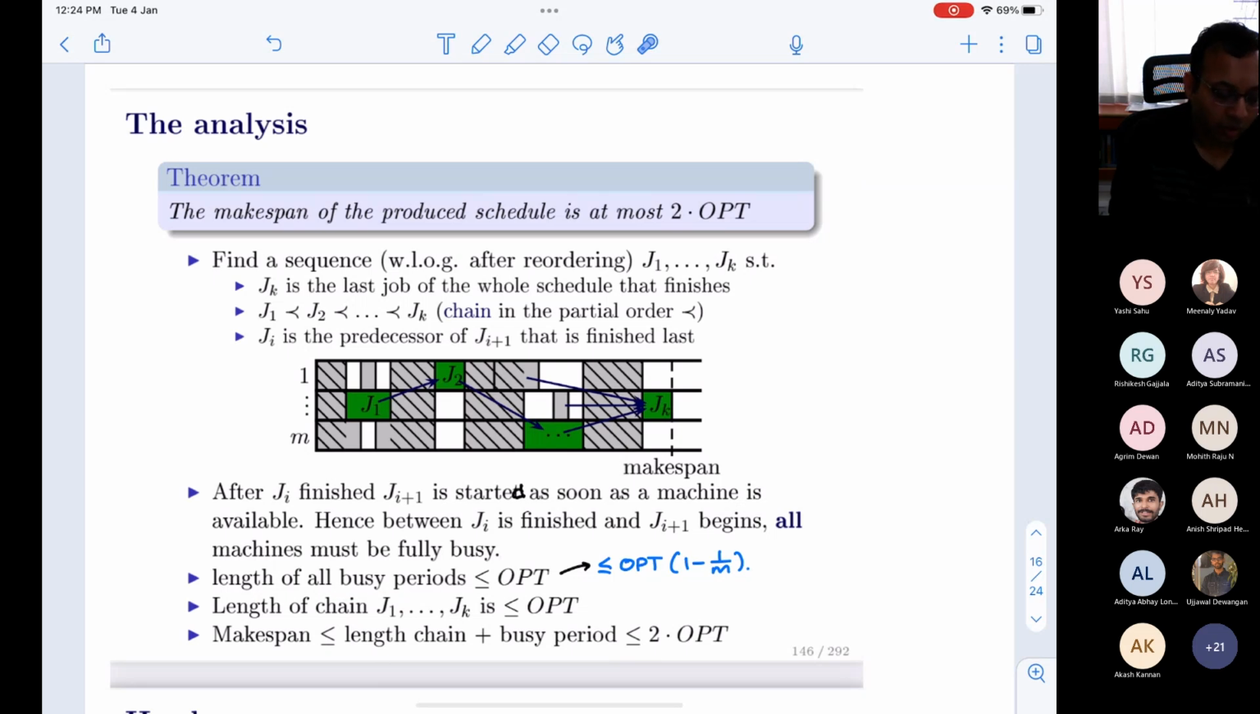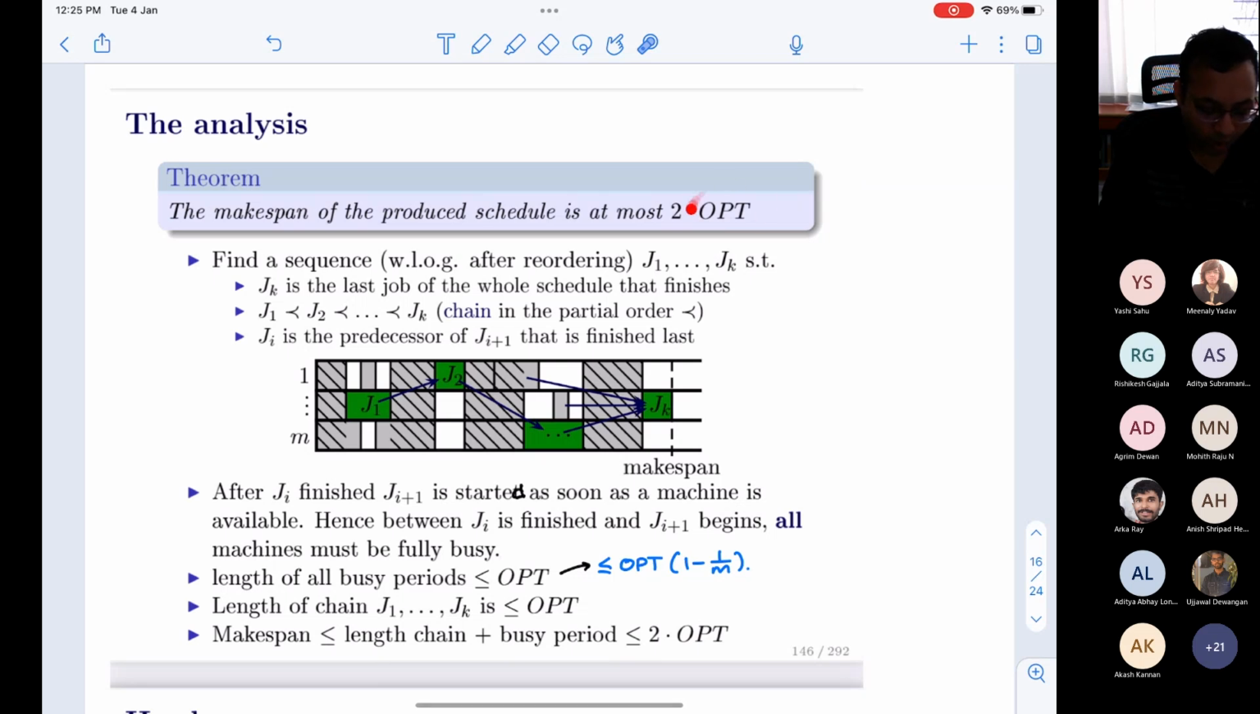And as it was busy between all the intermediate time periods, the length of the busy period means that whatever jobs were there, they cannot be scheduled in less than this busy period. Because this busy period is already completely busy and we also have still some more jobs. So the length of the busy period has to be less than or equal to opt. So what is the makespan then? It's basically the length of the chain plus this busy period. Both of them are less than or equal to opt. So total time is less than or equal to 2 times opt. So that's the way you prove it.